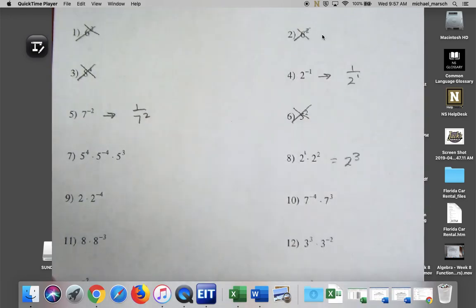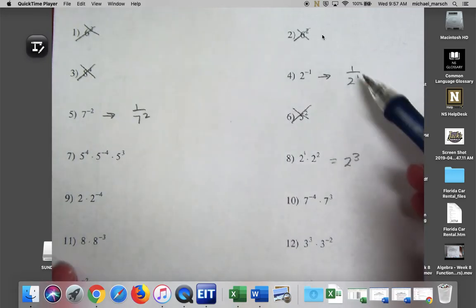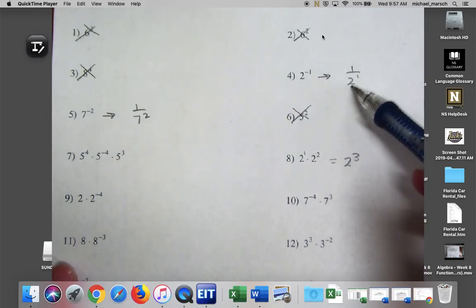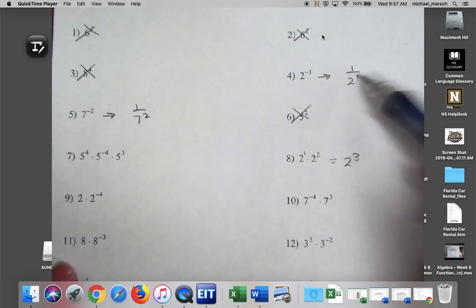So you're just going to evaluate all of these and simplify them, and if you end up with a negative exponent, then you just have to remember to transform it to the fraction where 1 is in the numerator, and then you have the number with its positive exponent.